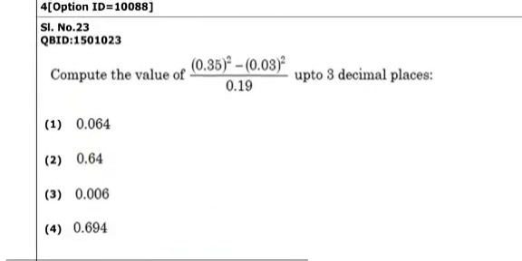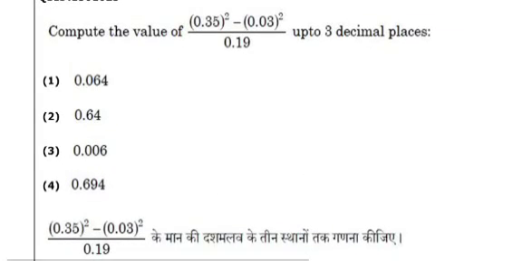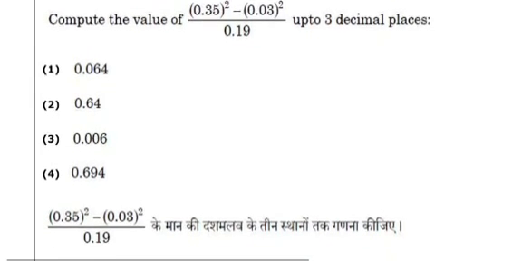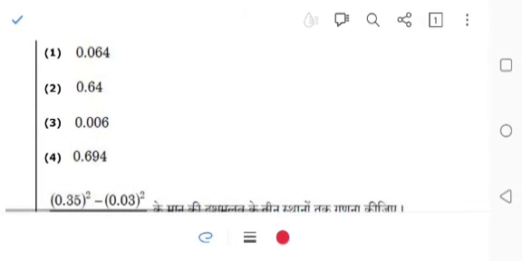Next, 23. Compute the value of, so this is the diagram. Not a diagram, but for me it is also a diagram. Study the diagram up to 3 decimal places. What will be the correct option? I will give you the correct option. The correct option of number 23 will be 0.64.